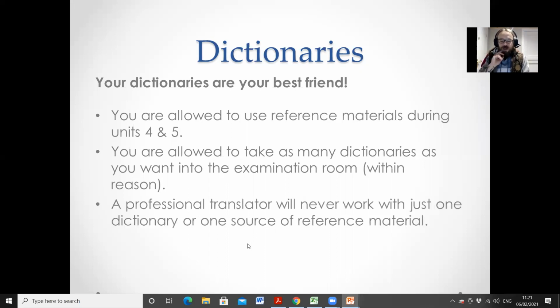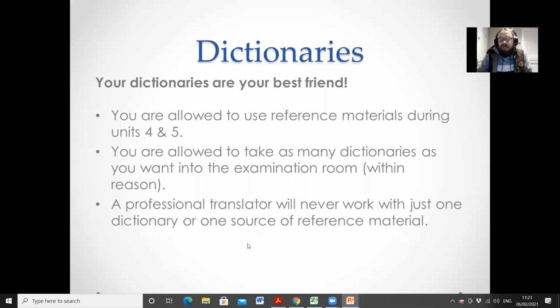A professional translator will never work with just one dictionary or source of reference material. These days, most professional translators don't work with any physical dictionaries. They use digital and online dictionaries, but we can't for the exam, so there's no point crying about it. It is what it is. We just have to do our best.